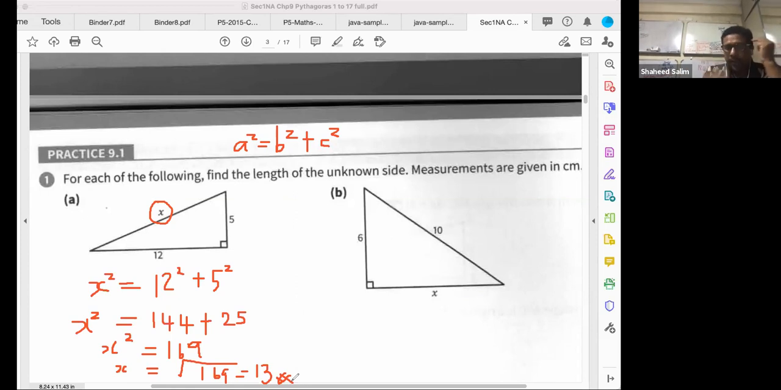Okay, you try the next one. So you write it. Which one is the longest? Like, Ryan, you write the longest one. 10 square is equal to 6 square plus x square. Then you move the numbers about until you get x square. Then you square root.